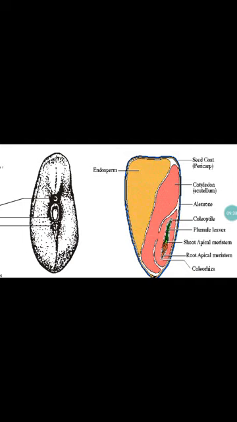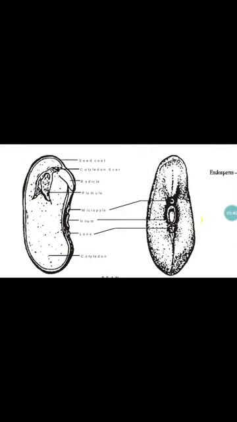Similarly, in the case of the dicot seed, the structure of a dicot is available here. It has a well developed seed coat. If you separate the seed coat, on the inner side you can see two cotyledons. These are the two cotyledons. Particularly in the case of black gram, green gram and pulses, you can see one white color scar-like thing on the lateral side.